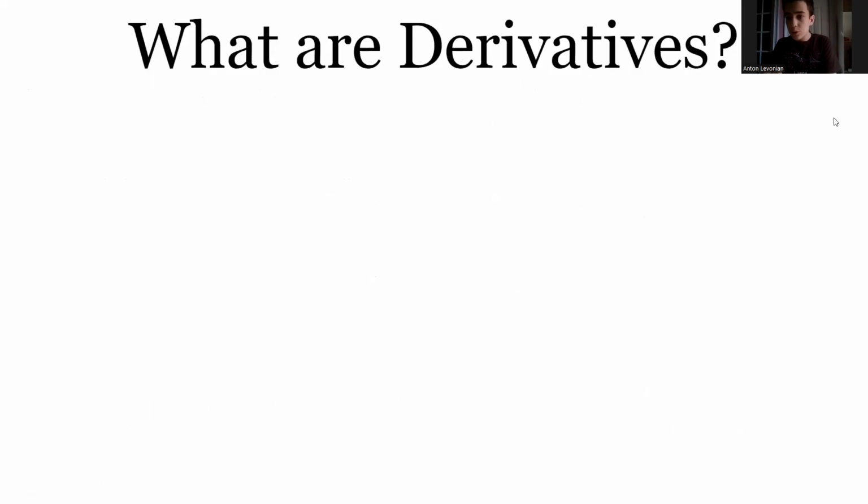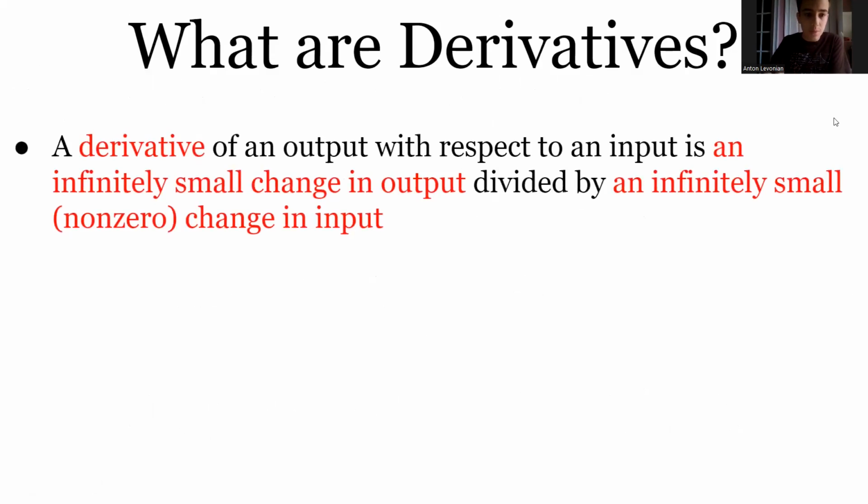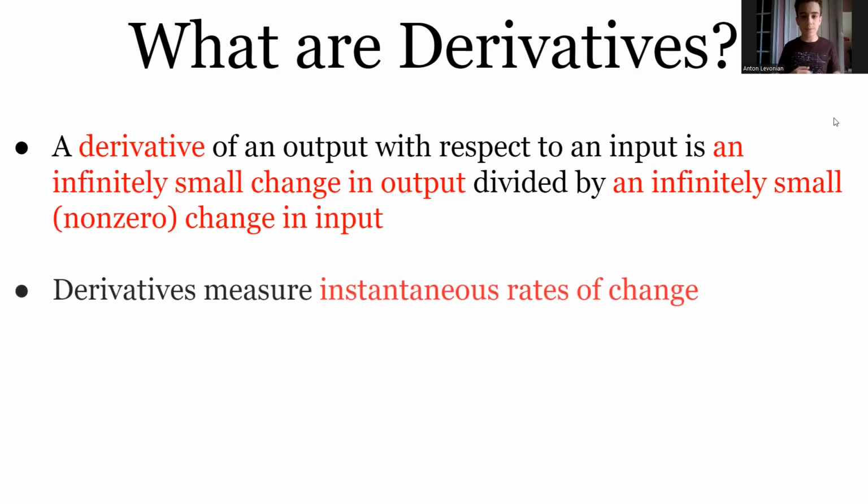Okay. So what are derivatives? Well, we already kind of talked about this in the first class, but a derivative of an output with respect to an input is an infinitely small change in output divided by an infinitely small change in input. And by the way, the infinitely small change in input has to be non-zero because otherwise we wouldn't be able to divide by it. But yeah, that is what a derivative is. So a ratio of infinitely small changes.